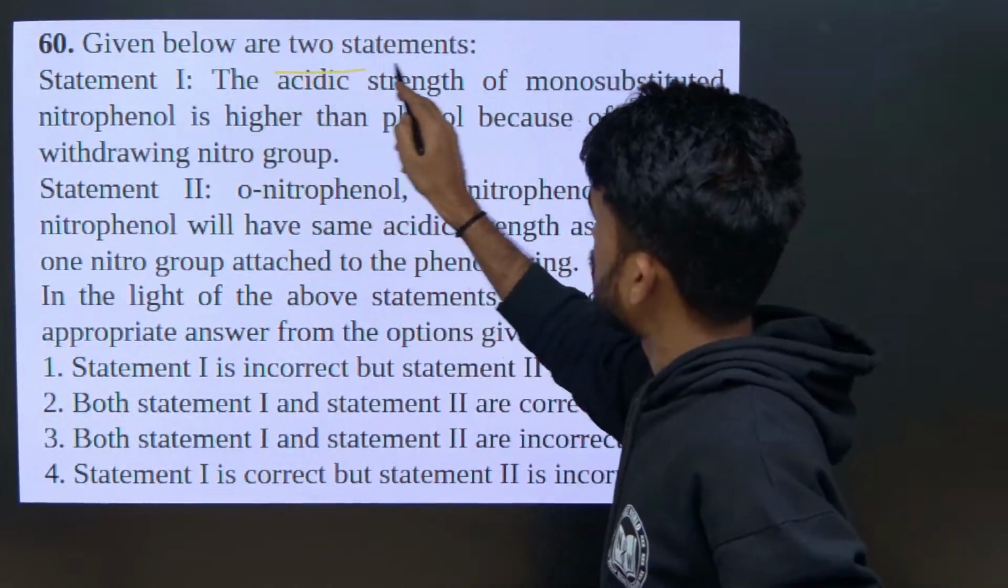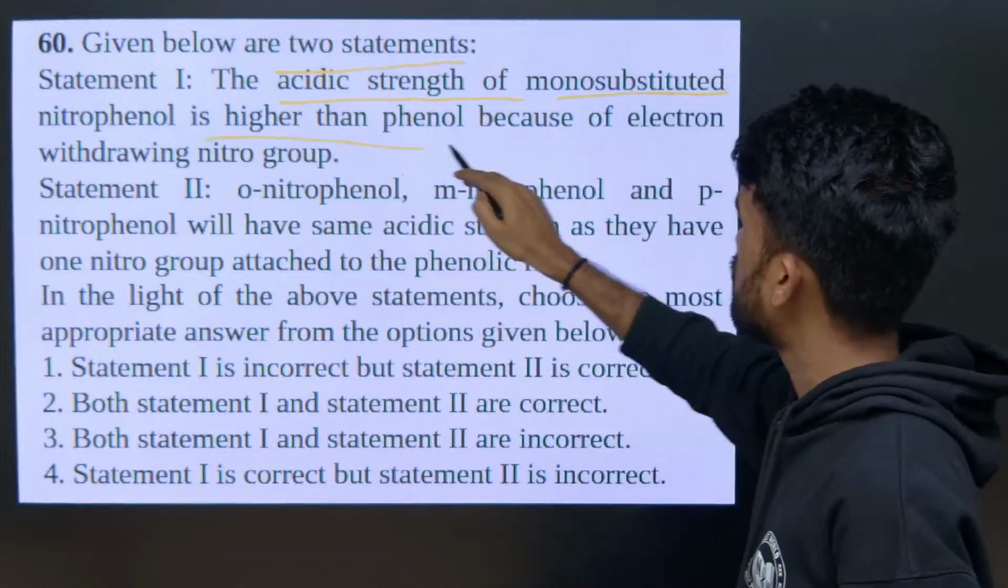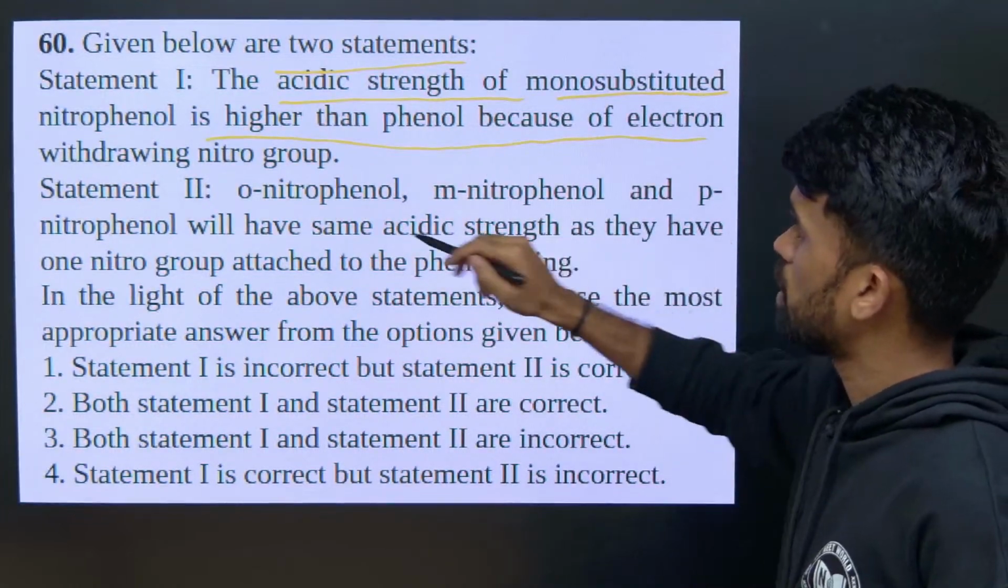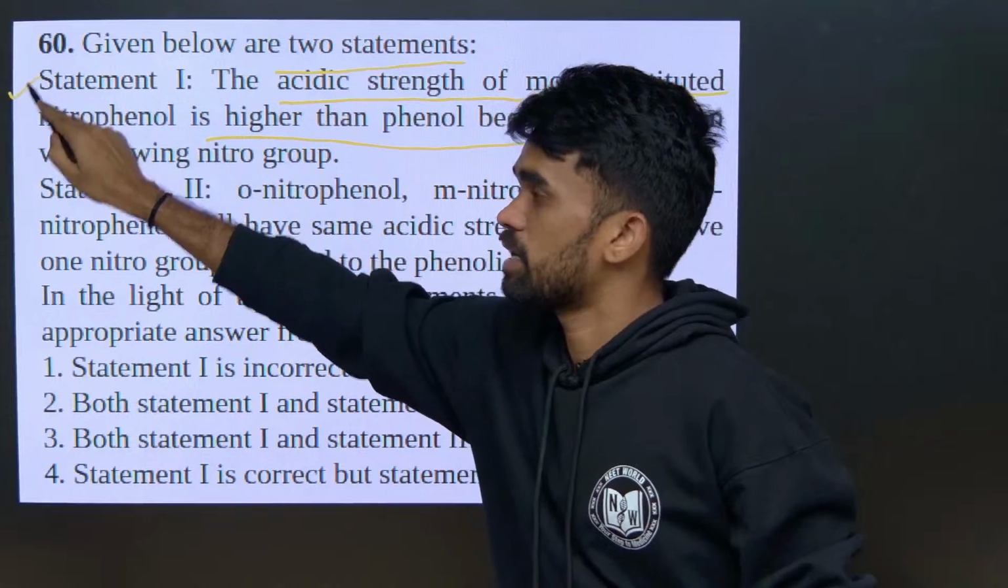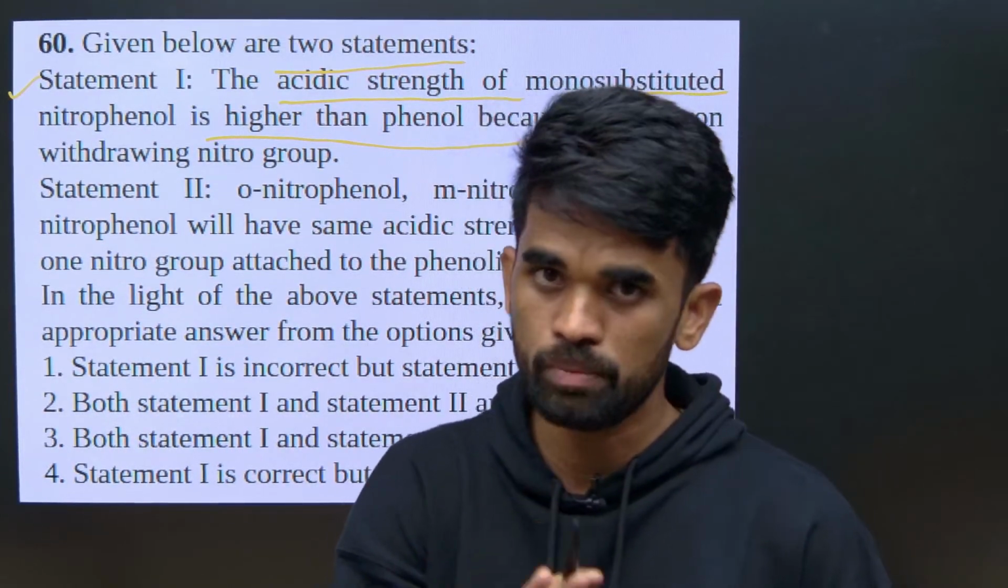Given below are two statements. The acidic strength of monosubstituted nitrophenol is higher than the phenol because of electron withdrawing group. Yes, statement is correct. Electron withdrawing group containing phenols are more acidic than the normal phenol.